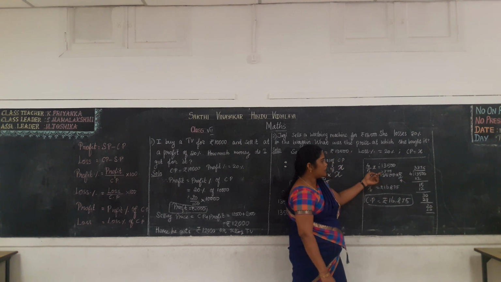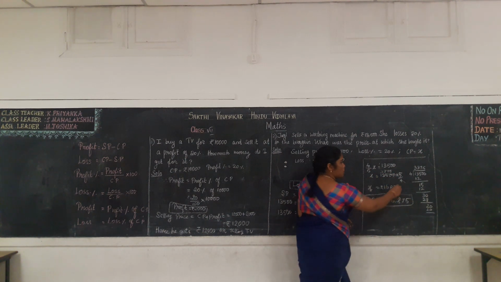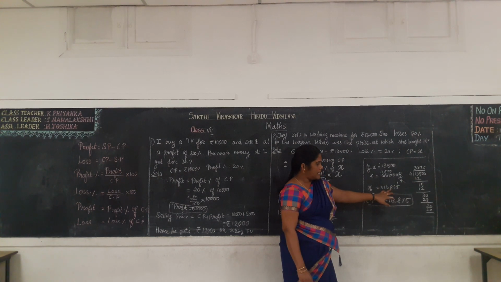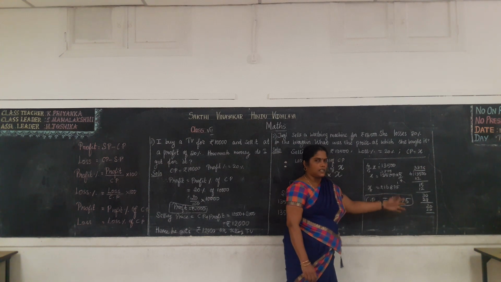So in the numerator we have 3,375 into 5. In the denominator we have 1. Okay. So when we multiply these two numbers, we get 16,875. So the value of cost price is equal to 16,875 rupees.